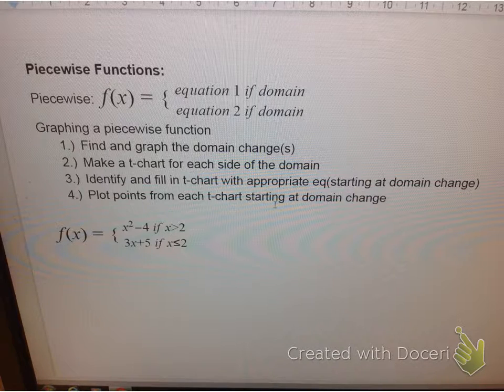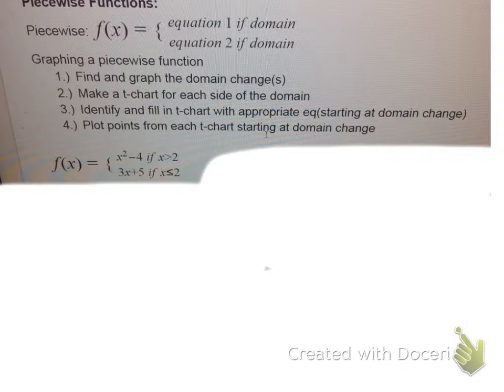So, looking at our problem there, I got x squared minus 4 if x is greater than 2, and 3x plus 5 if x is less than or equal to 2. I think everybody should be able to see that I have a domain change where? Right, the domain change at 2. So, this is what I propose. I propose that you make a graph and you put that on there.